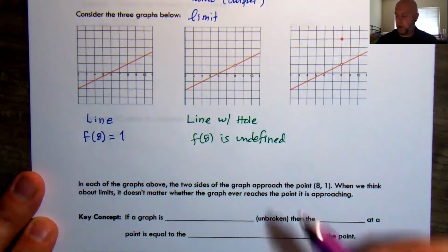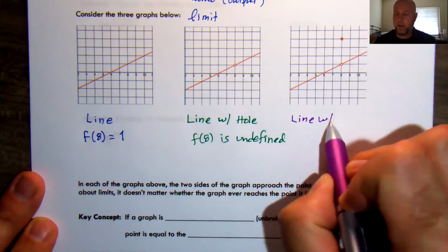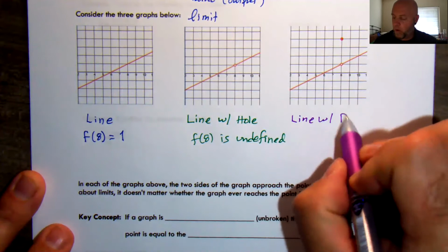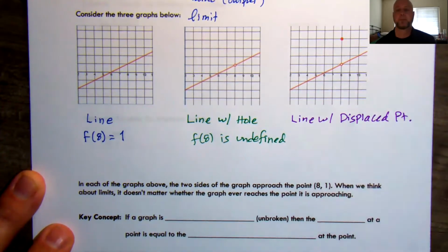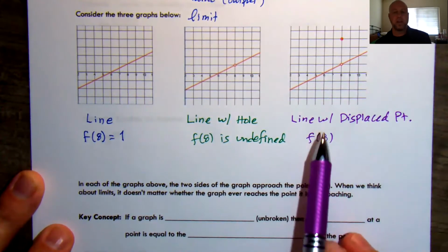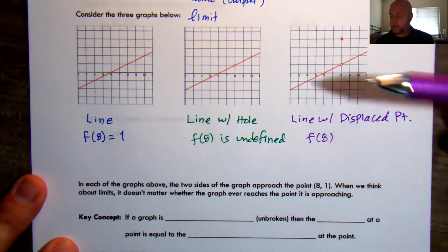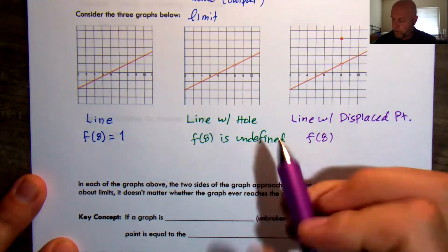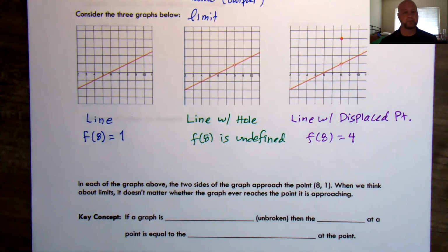And if we move to the third picture, we're going to refer to this one as a line with, it has a hole, but there's a point, it's just been moved. So let's call it a line with a displaced point. And in this case, to find out if the function is defined, we're simply asking whether there is a point whose input coordinate is 8. And we can see that there is such a point, and that point is here. 1, 2, 3, 4 units high. So f of 8 is 4 for the third figure.